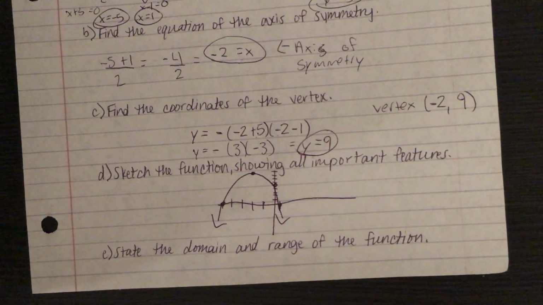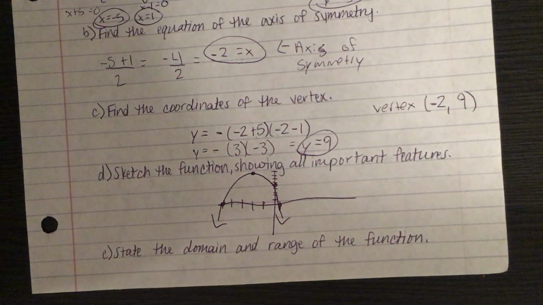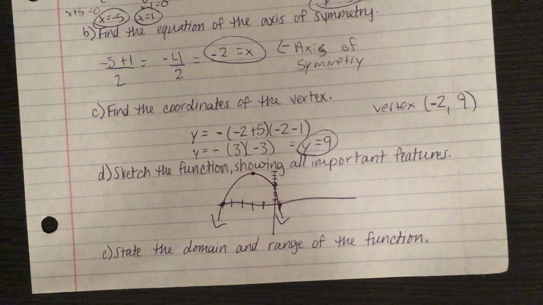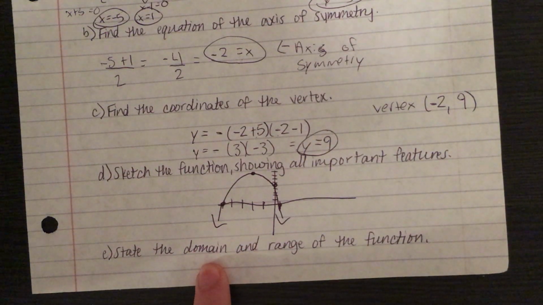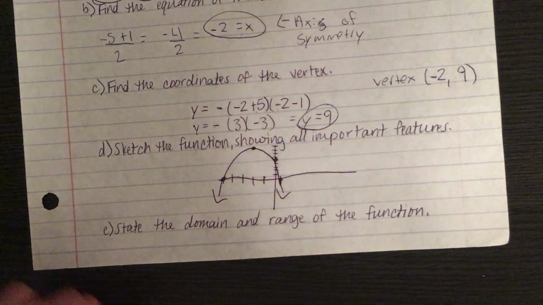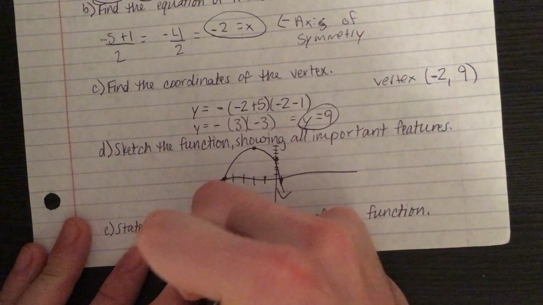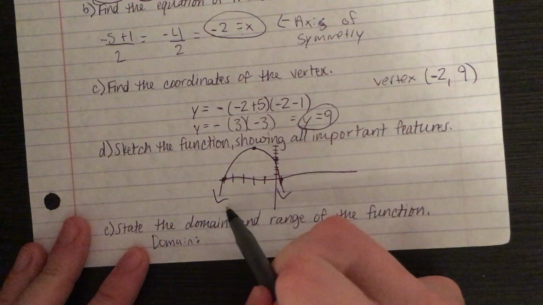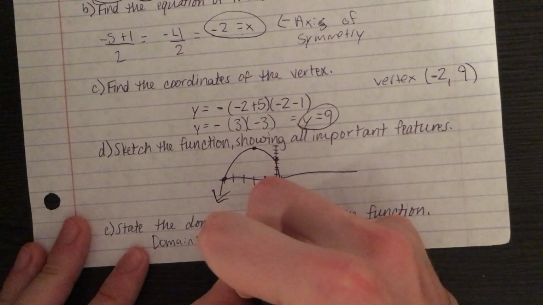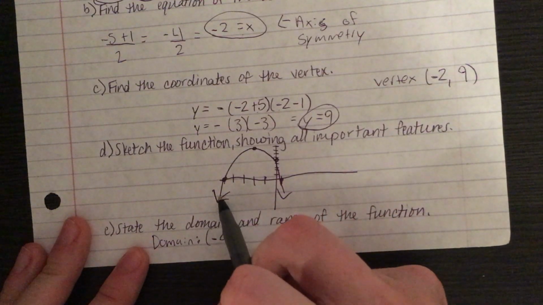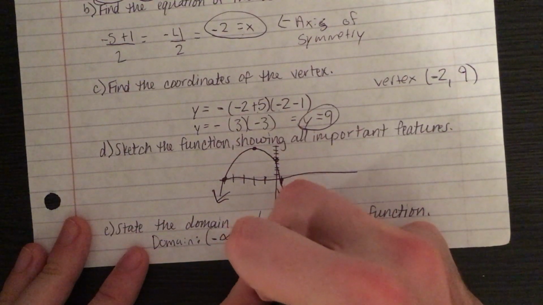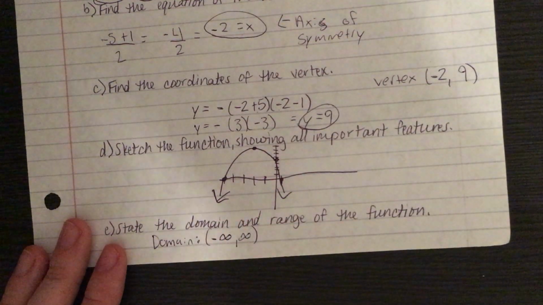Now, the last thing, kind of just to rehash an older concept, we want to talk about what the domain and the range of this function is. As a reminder, the domain is all of the possible x values. The range is all of the possible y values. So for the domain, this arrow goes all the way to the left, down to negative infinity. And if we trace it to the right, this arrow keeps going forever. So we go from negative infinity to positive infinity.